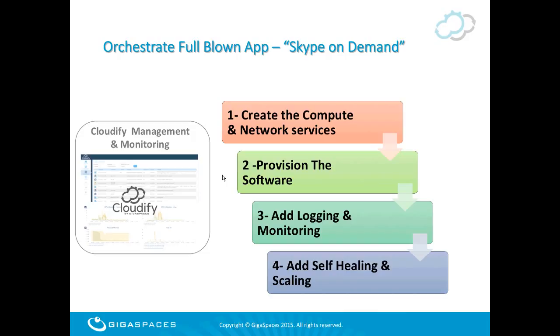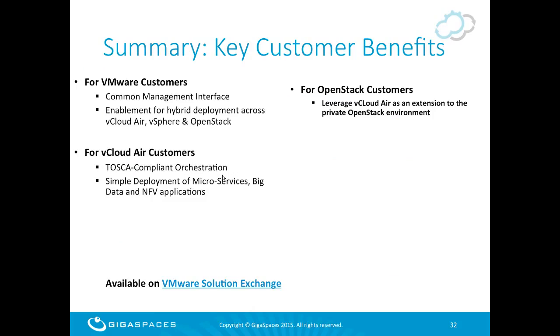Thanks, Nati. Evidently, the value that Cloudify brings to VMware customers is that with a single management interface, customers can deploy on a hybrid environment that includes vSphere, OpenStack, and vCloud Air, as we saw during the demo. Specifically for vCloud Air customers, we have a TOSCA-compliant orchestration that allows customers to deploy microservices-based applications, big data applications, and NFV applications on the cloud in a simple way that is based on TOSCA, is portable, and allows automation of all the configuration of the application.